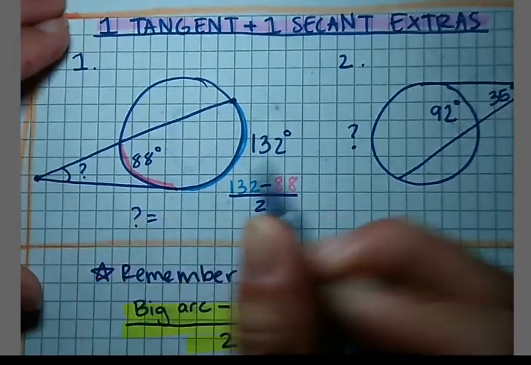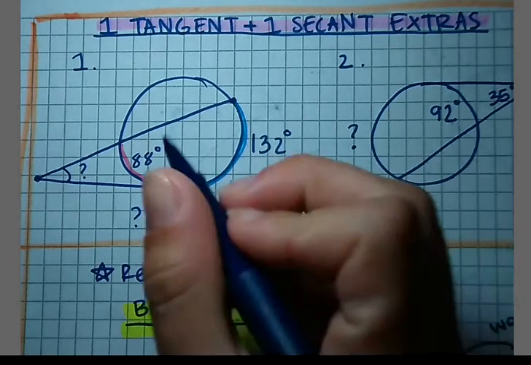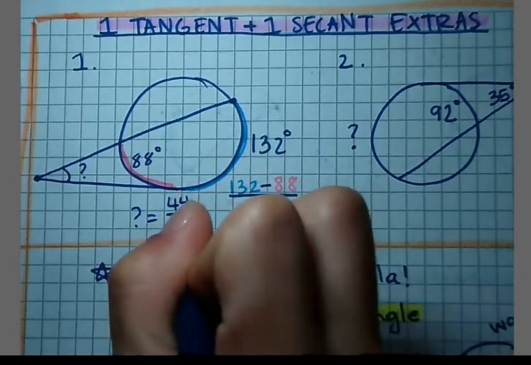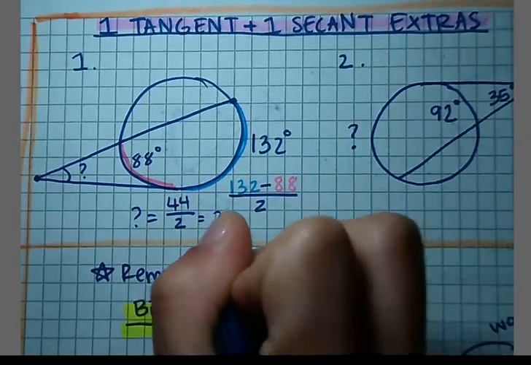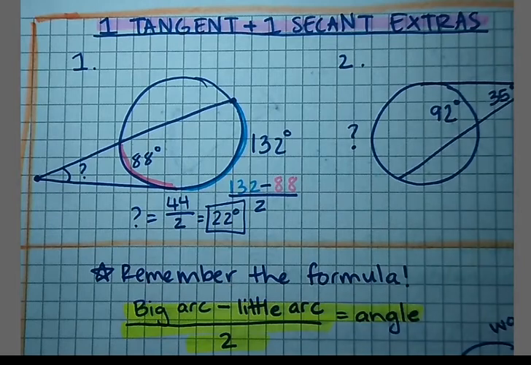So 132 minus 88, let's calculate that. That's going to be 44. So it's 44 divided by 2, which is 22 degrees. For this one you really just have to remember the formula, and then it will give you the answer.